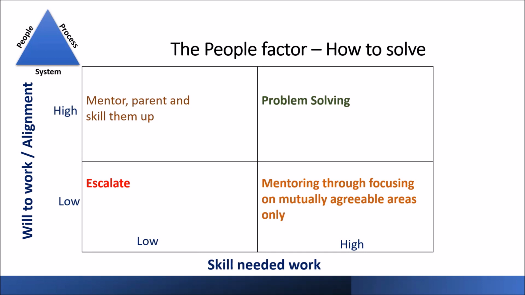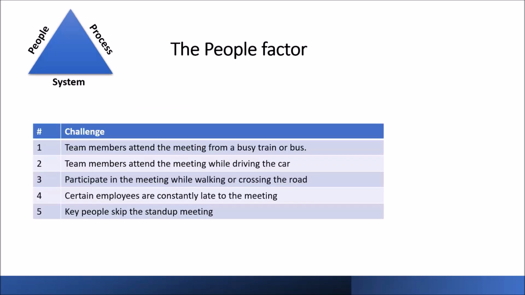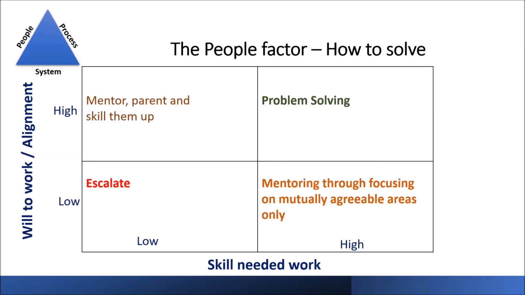For example, here the skills may be with respect to technical skills, or maybe with respect to maintaining proper decorum. That means, guys, it is not right if you are taking a meeting from a bus, or while driving the car, or while walking on the road. And it's not okay to be late to the meeting. So you can basically understand the reason why they are constantly late, why they are not able to start on time.